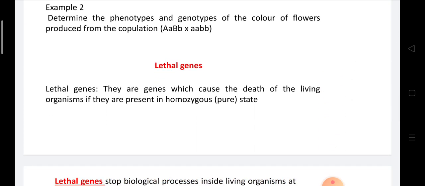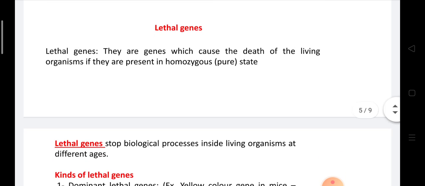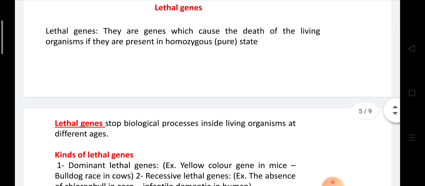Another type of genes is called lethal genes. These lethal genes cause death of the living organism due to disturbance occurring in the physiological functions of the body, and they are lethal when they appear in homozygous or pure state. Lethal genes may be dominant pure or recessive pure.